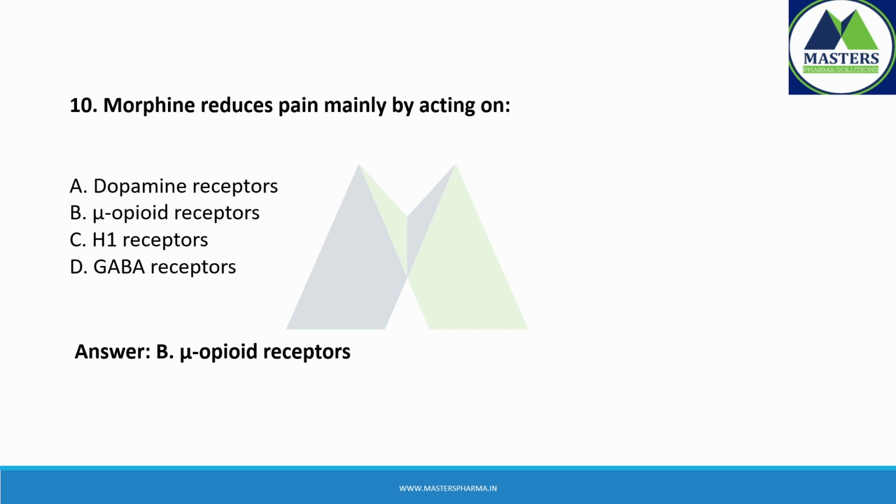Now we see the other options. Option A, dopamine receptors, involved in reward, not primary analgesia. Option C, H1 receptors, histamine receptors, unrelated to pain relief. So it is also not a correct answer. Option D, GABA receptors, inhibit neurotransmission but are not morphine's main target. So it is also not correct. So the correct option is mu opioid receptors.